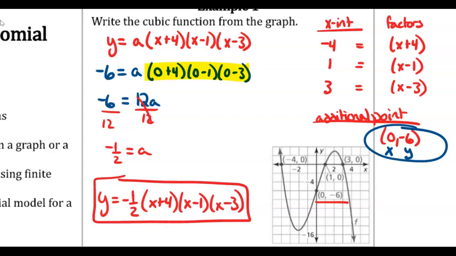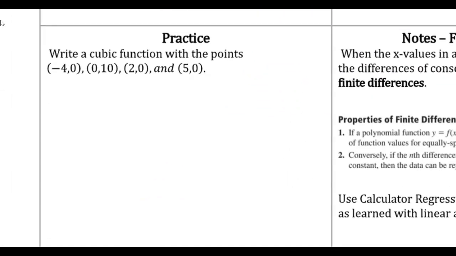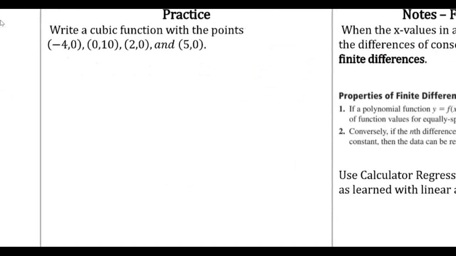Okay, let's try that again. So remember, your first thing is you want to identify the x-intercepts. And so the x-intercepts are these 3 points right here. How I know those are the x-intercepts is because they have the y value of 0. So the x-intercepts are when you have a number in the x place with a 0 in the y spot.